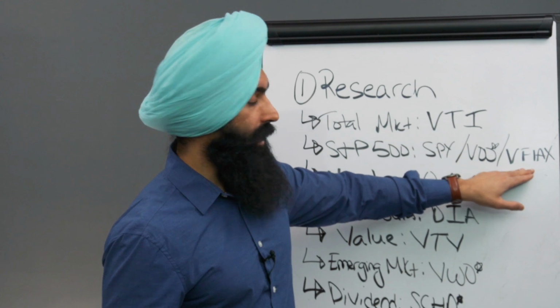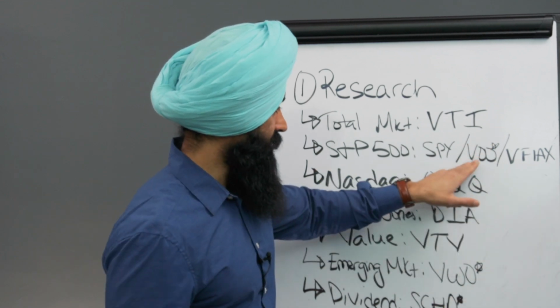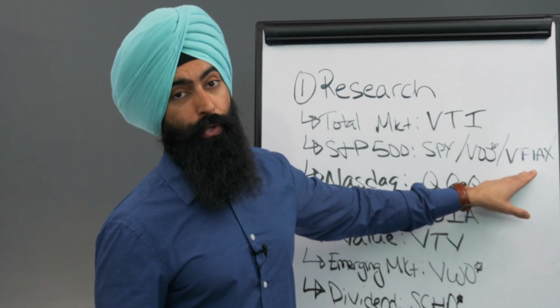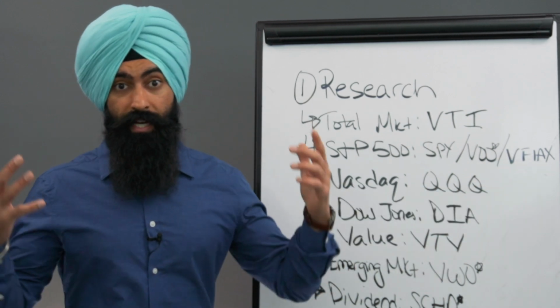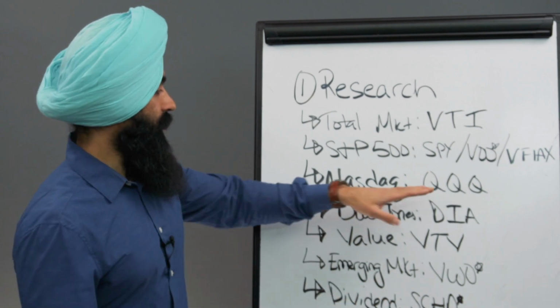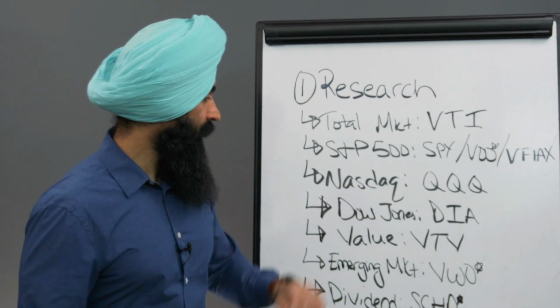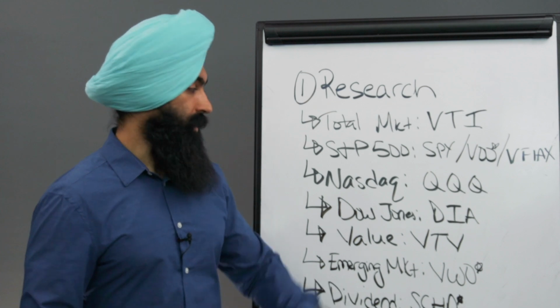VOO and VFIAX work very similarly. This is an ETF, this is an index fund. They're both created by the same Vanguard. If you wanted to invest in the NASDAQ, which has a lot of exposure to tech companies, then you can look into the QQQ ETF. If you wanted to invest in the Dow Jones, you have DIA.